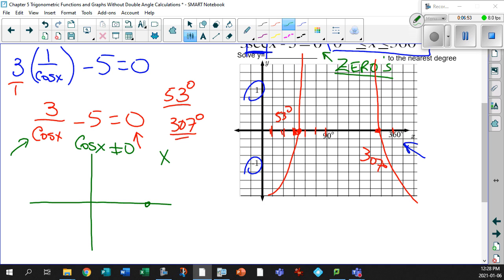Cos is not 0 here, cos is 0 here, and cos is 0 here. Cos is 0 at 90 degrees, and cos is 0 here at 270 degrees. Aha! So there's your non-permissible values here and here. So let's just add that to the graph just to be really smart. There's our non-permissible value. There's our asymptote at 90 degrees.